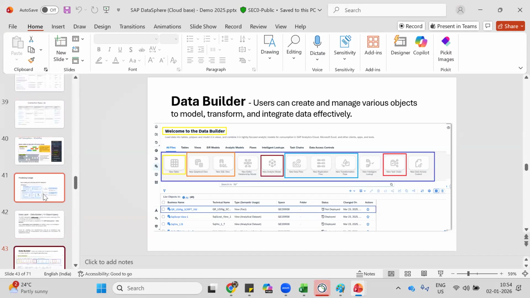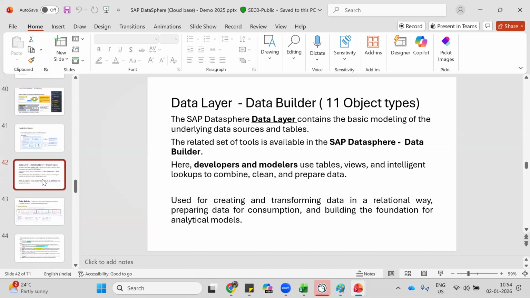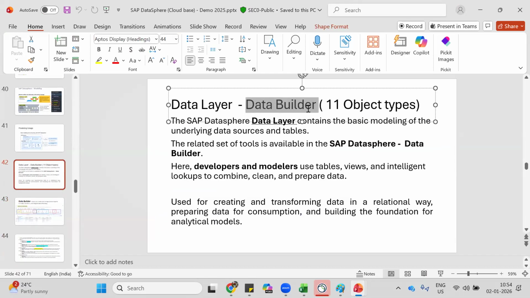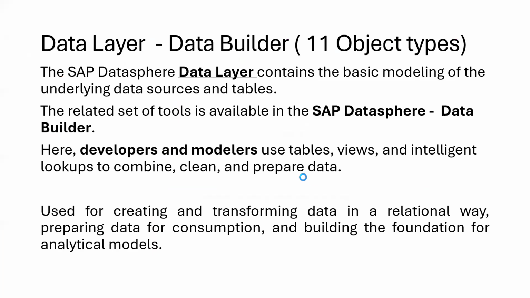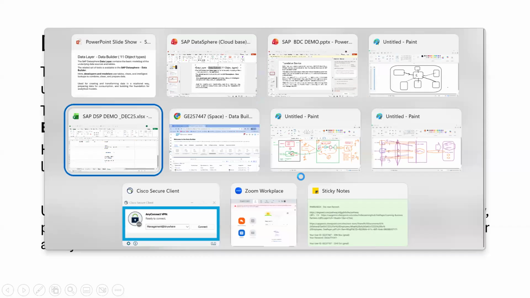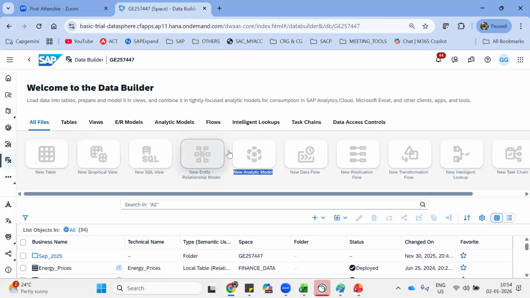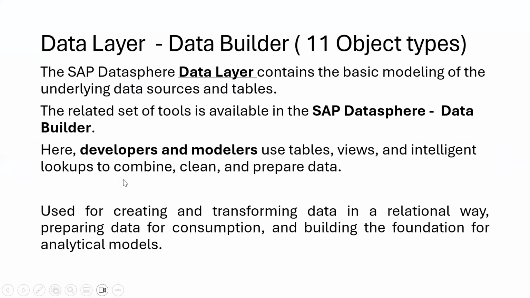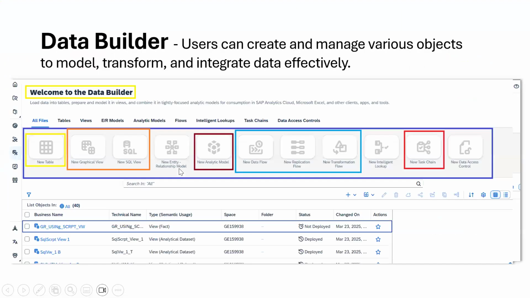Let me elaborate from here. Your data layer is kind of a data builder. It contains 11 objects. So where do I see all my 11 objects? Here you see all these objects, in total. All objects I can see. So the first thing is table. You can define a table.